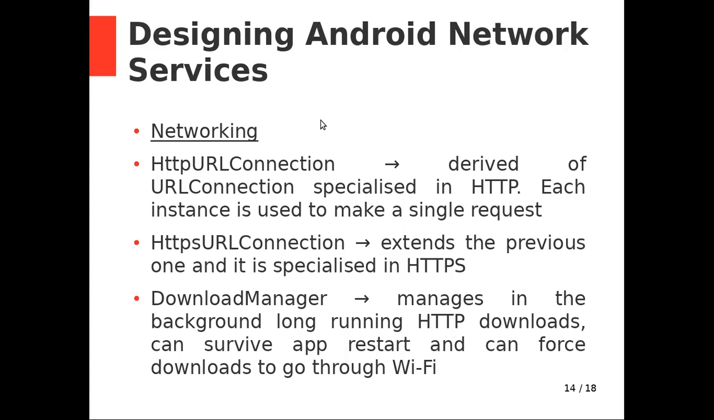Now that we know how to design network services, let's have a look at those libraries and classes that are going to be doing the actual networking job for us. So we have the HTTPUrlConnection, which is derived from URLConnection, is specialized in HTTP. Each instance is used to make a single request. HTTPSUrlConnection extends the previous one, and it's specialized in HTTPS. DownloadManager manages in the background long-running HTTP downloads, can survive app restart, and can force downloads to go through Wi-Fi.